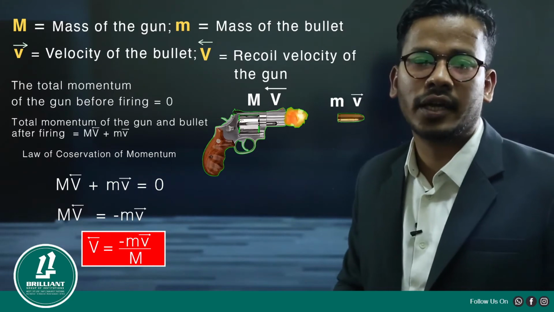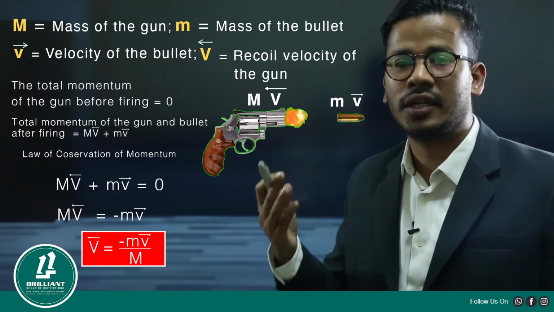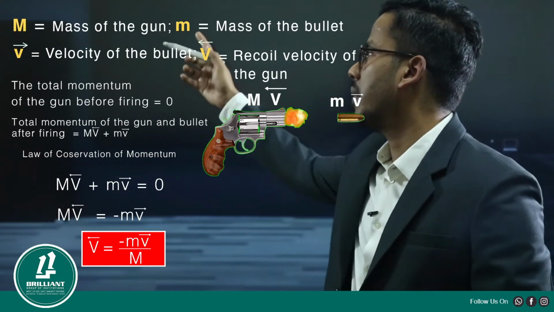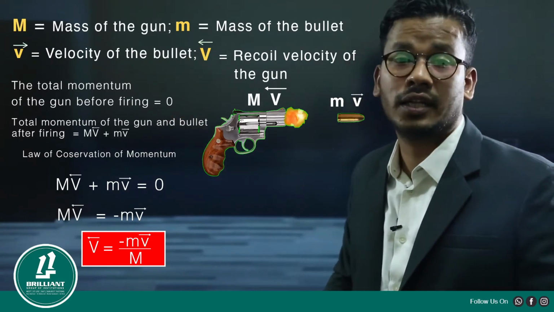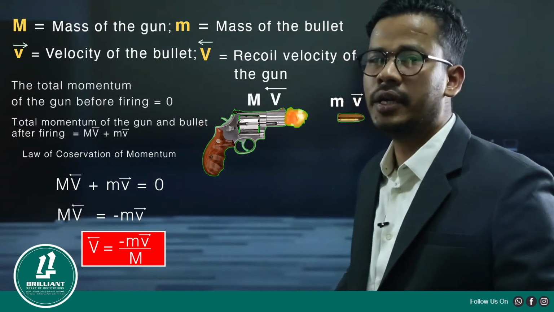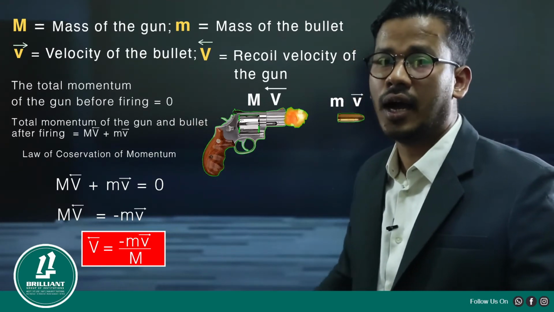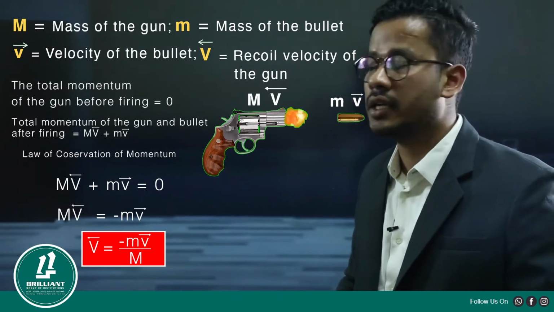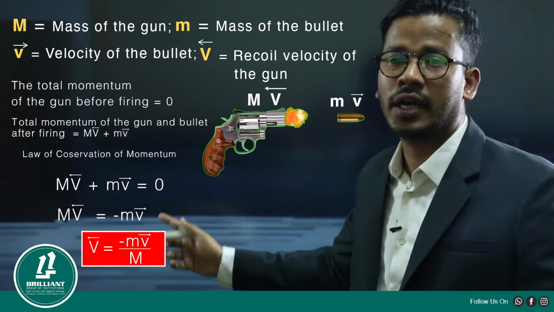Let me frame everything again. We have 3 steps involved, student. First of all, you are writing the mass and velocities for the gun and the bullet. Secondly, you are getting the momentum before and after firing. After that, you apply the law of conservation of momentum, and finally, on further simplification, you will get your derivation.